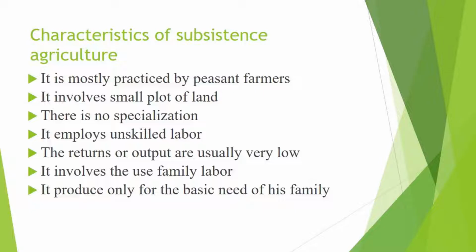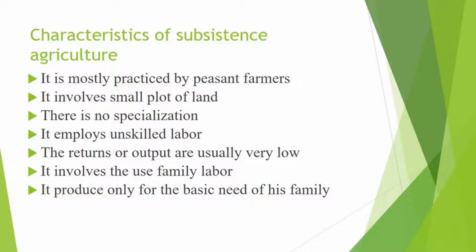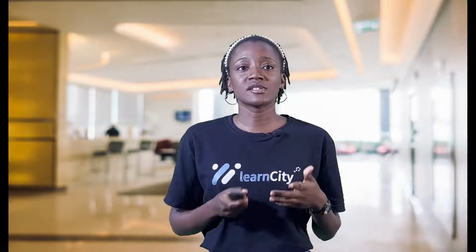Another characteristic is the return or yield is very low. What they get from subsistence agriculture is very low. It's not something big. It's just a little change, a little thing that you get from subsistence agriculture. It involves the use of family labor. It is just the farmer and his family. You go to the farm together, you cultivate together. That's why I say there is no special skill, because it's mainly for the farmer and his family. Another characteristic is there is no surplus for sale. It is just to eat.